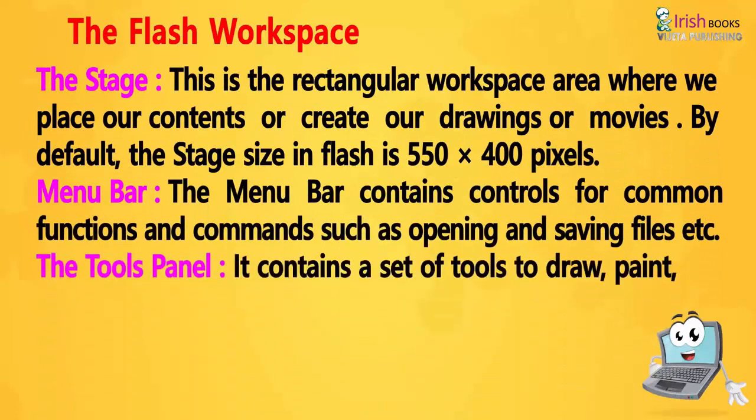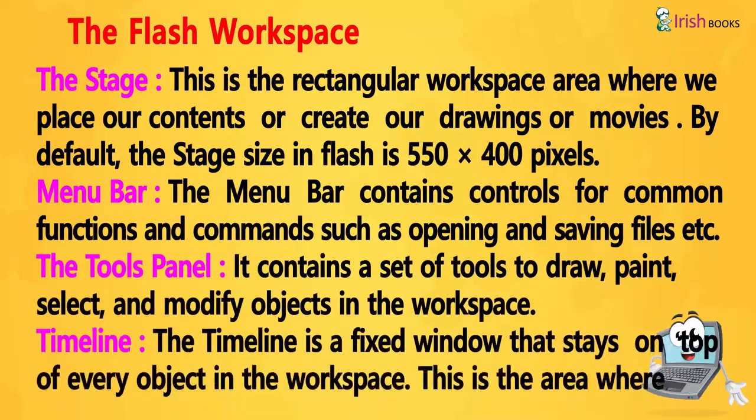The Flash Workspace. The stage. This is the rectangular workspace area where we place our contents or create our drawings or movies. By default, the stage size in Flash is 550 by 400 pixels. Menu bar. The menu bar contains controls for common functions and commands such as opening and saving files. The Tools panel contains a set of tools to draw, paint, select and modify objects in the workspace.